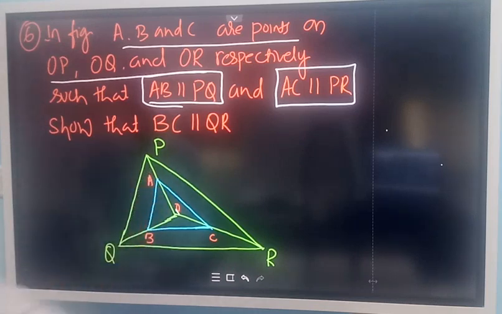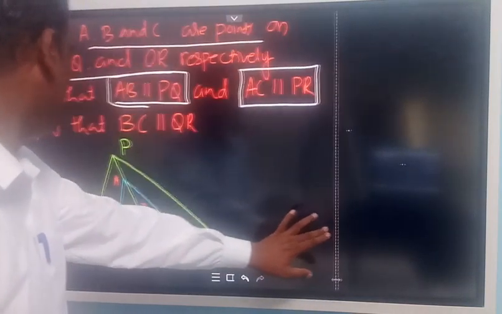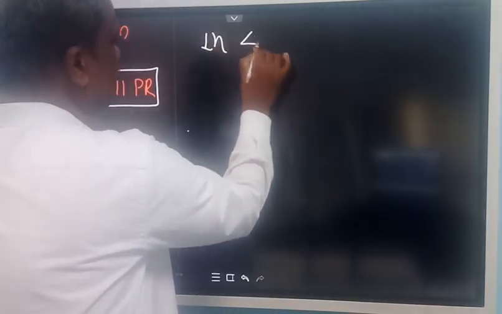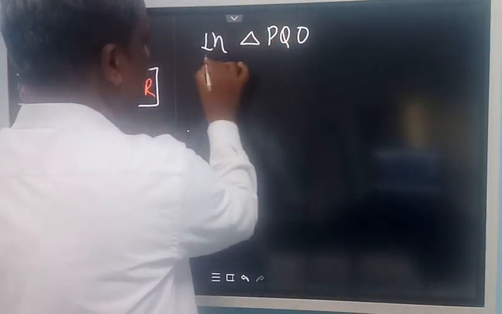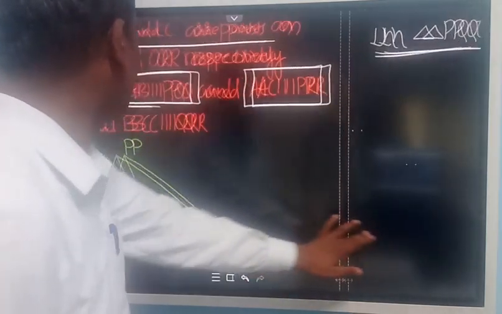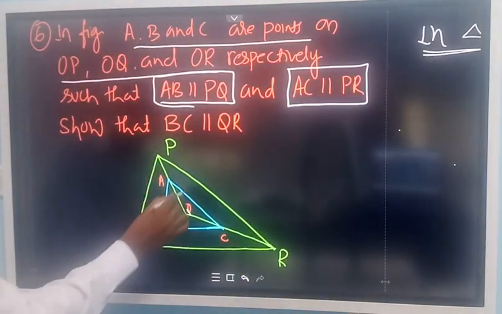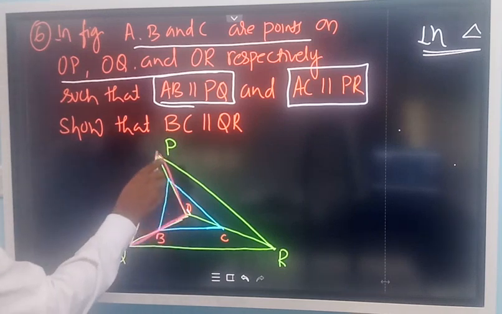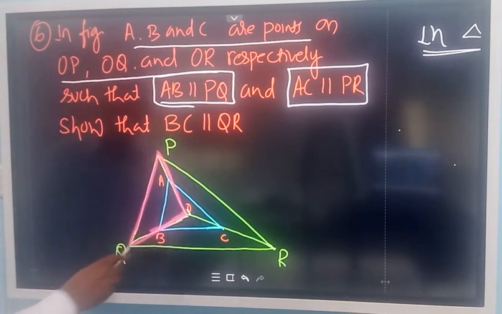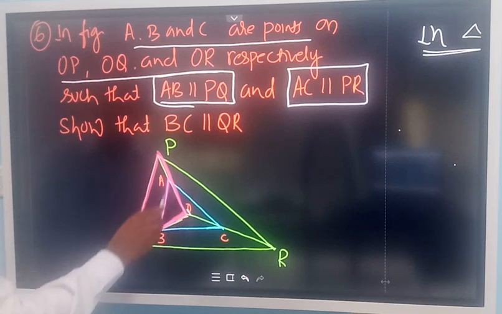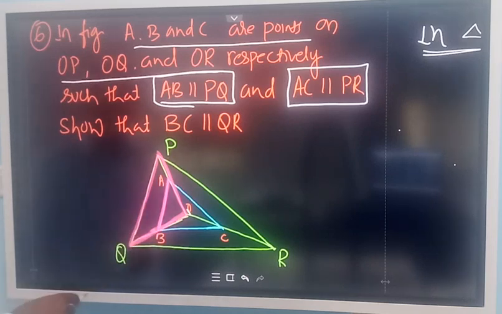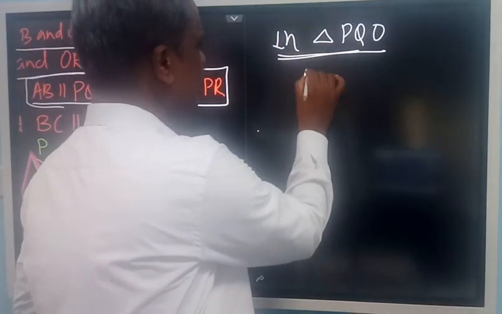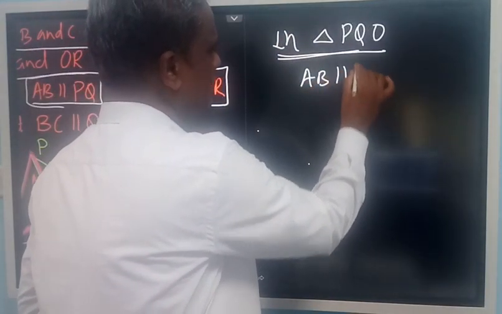They are given. So in triangle PQO, I will select triangle PQO. I am going to highlight this triangle PQO. We have AB parallel to PQ, that is given. So I can write here AB parallel to PQ.